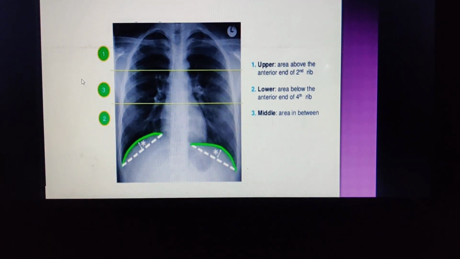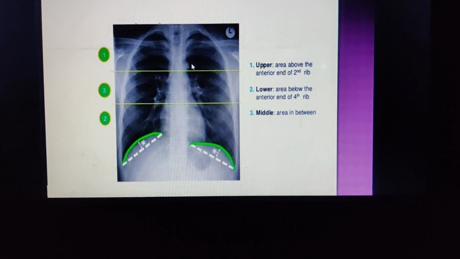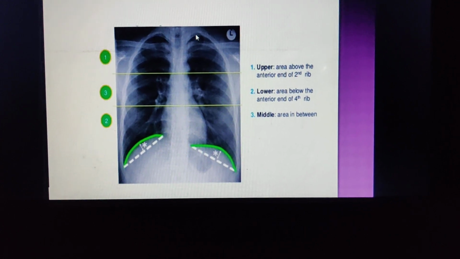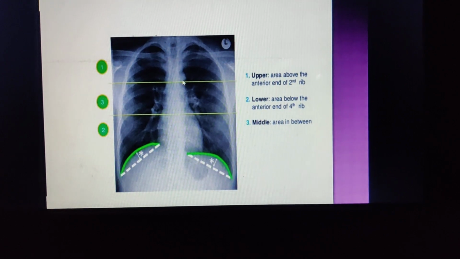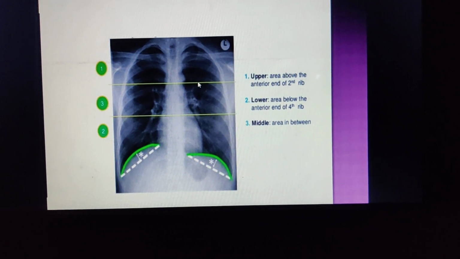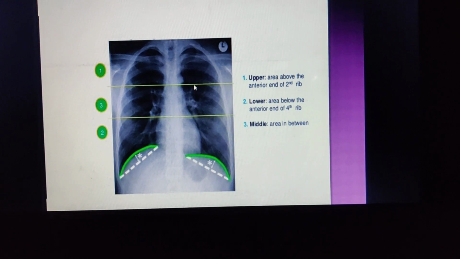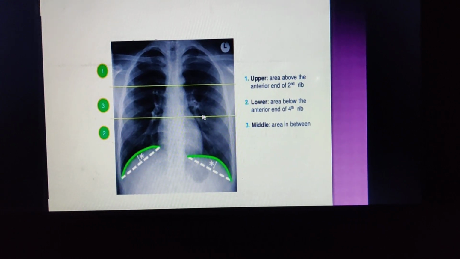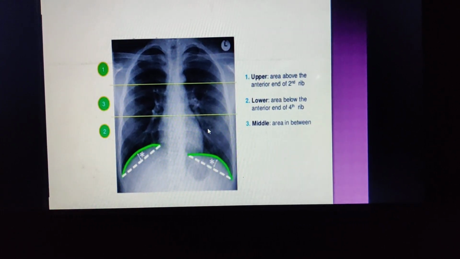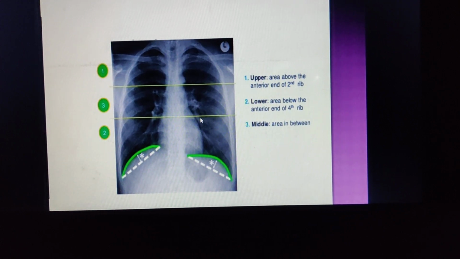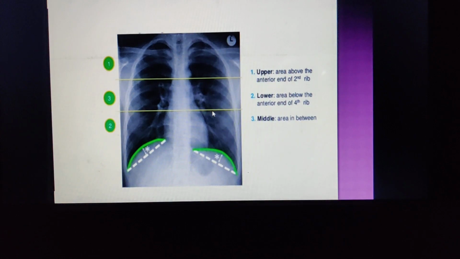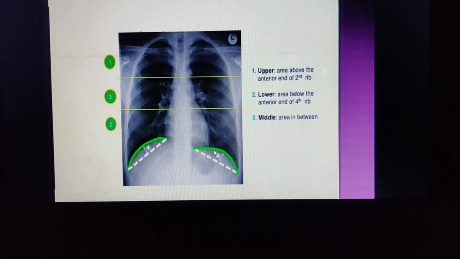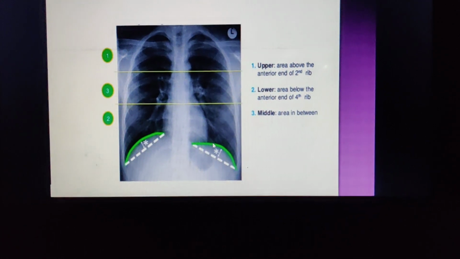In this diagram, this is the upper zone from the apex of the lungs to below the second ribs horizontal line, and the middle zone from the second ribs to below the horizontal line of the fourth ribs, and the lower zone will be from the horizontal line below the fourth ribs up to the base of the lungs, the base of the lung shadow.